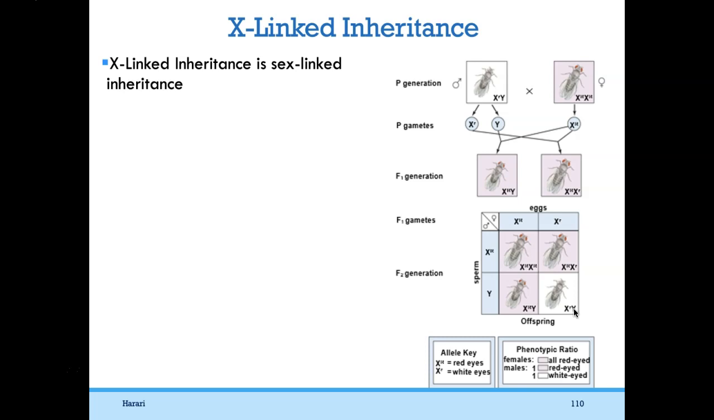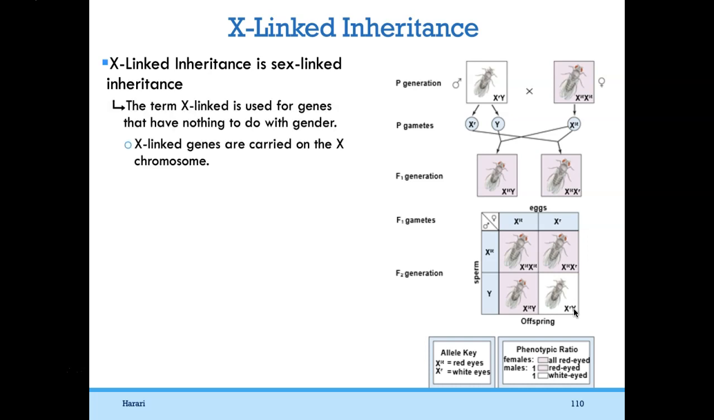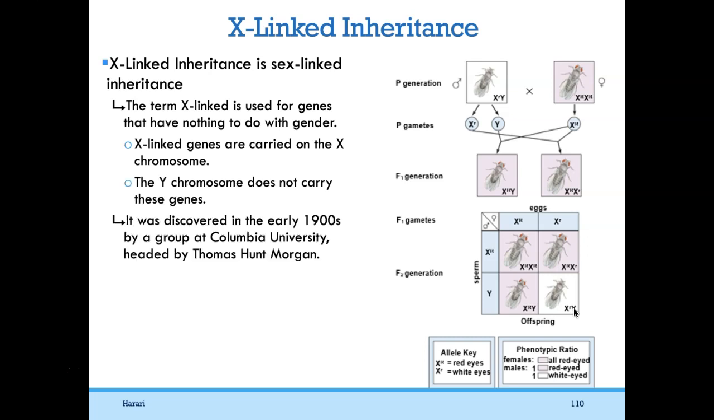So X-linked inheritance is sex-linked inheritance. This means that these genes are on the sex chromosome, on the X chromosome. The term X-linked is used for genes that have nothing to do with sex or gender, right? They just have to do with being on the X chromosome. Any gene that is X-linked is called sex-linked because it's just on the X chromosome. It has nothing to do with gender, right? And the Y chromosome does not carry these genes.